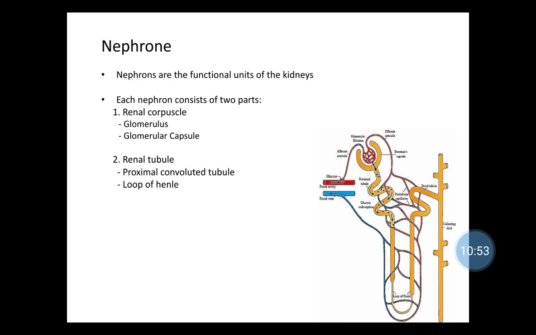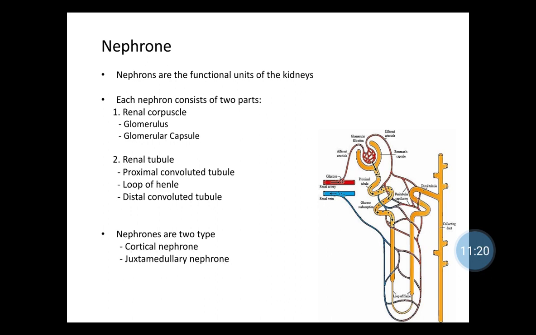Then the renal tubule contains three parts. First is the proximal tubule, then this hairpin U-shaped structure is called the loop of Henle, then the distal convoluted tubule. Convoluted means a coiled structure. The proximal and distal are the coiling structures. Then nephrons are of two types. First is the cortical nephron and second is the juxtamedullary nephron.